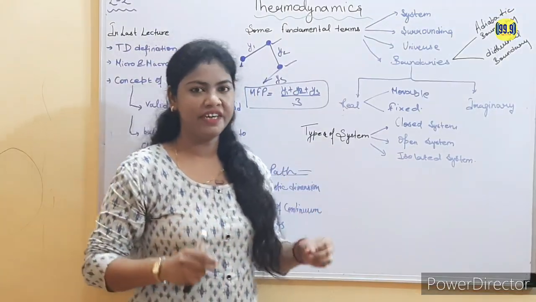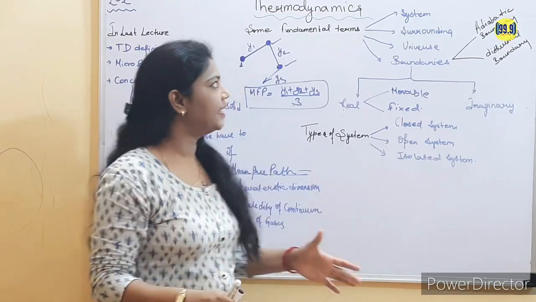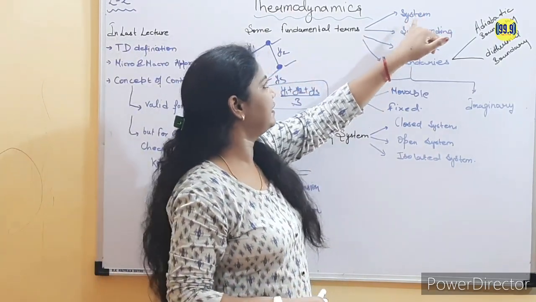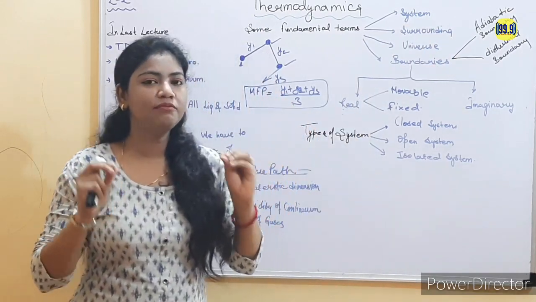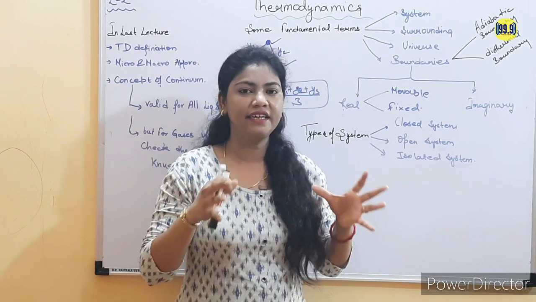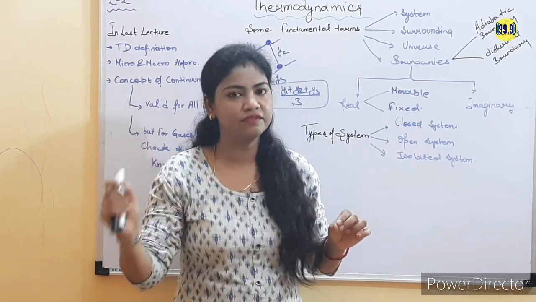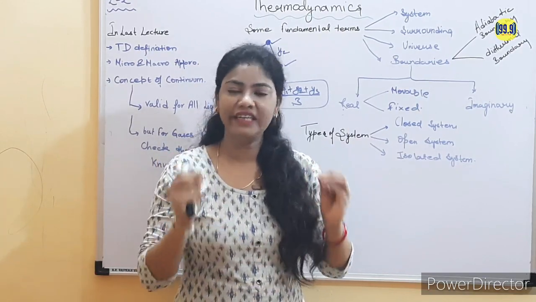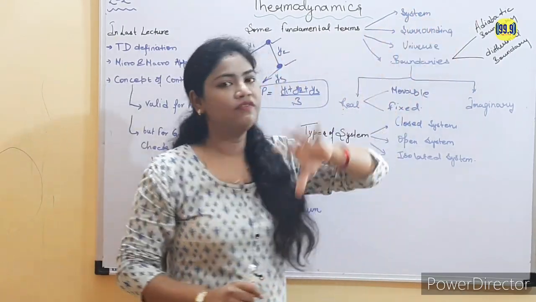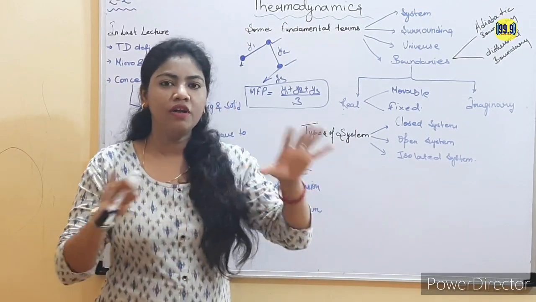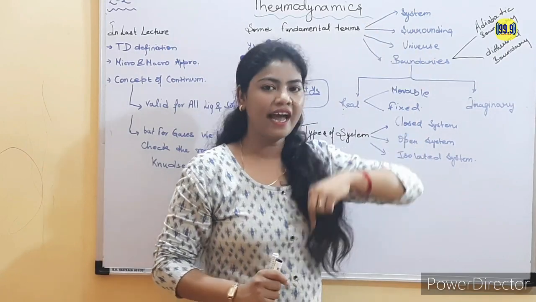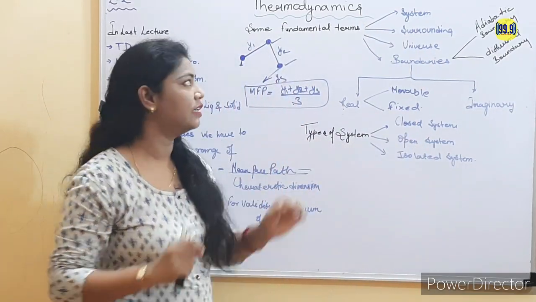Now we discuss some fundamental terms related to it. First one is system. System is the quantity of matter or the region of space where our attention is focused. That is called the system. All the portion remaining outside the system is called the surrounding. If we add the surrounding and the system together, it is called the universe.